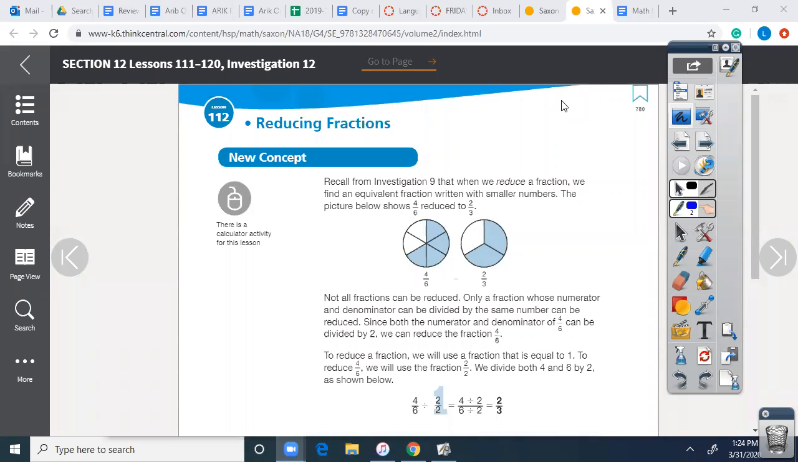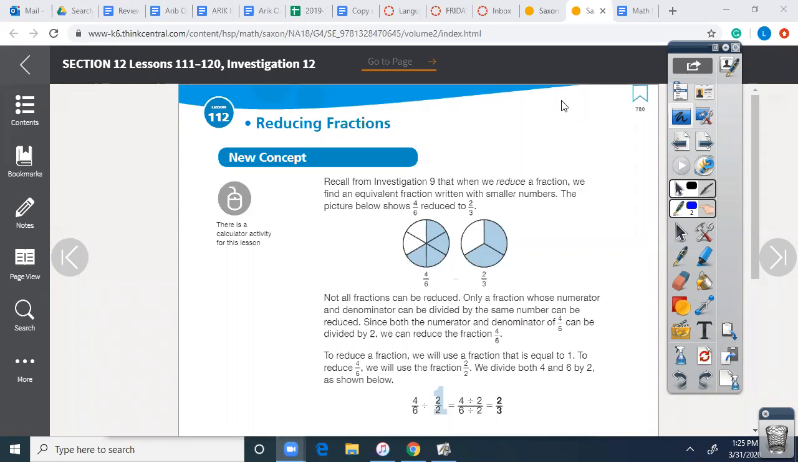All right, hello everybody. We are doing lesson 112 today, reducing fractions. So if you have your book and you want to open up with us, you're welcome to. It's page 780. We are going to be talking about reducing fractions or simplifying fractions. Those mean the same thing.